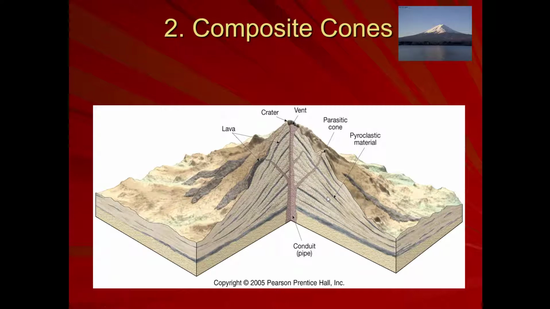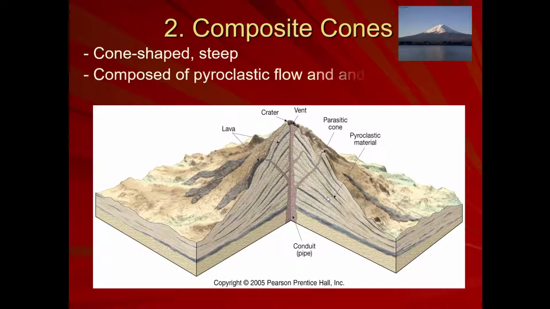Pyroclastic material is hot surges of ash and gas and debris that are incredibly destructive and shoot out of volcanoes that are composite cones. Composite cones are cone-shaped. They are very steep. They are typically composed of pyroclastic flow deposits and andesitic lava flows. And you will be watching videos of these both within lecture, and then there is a longer 50-minute video of volcanoes, I believe, where you'll get to see pyroclastic flows in action. They are incredibly destructive but totally fascinating.